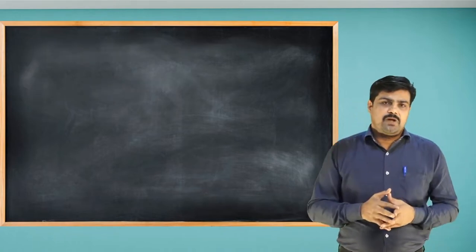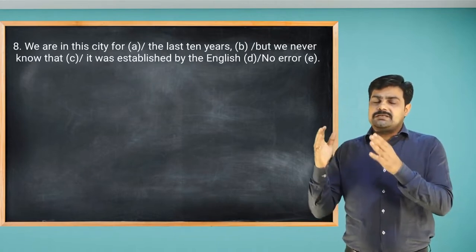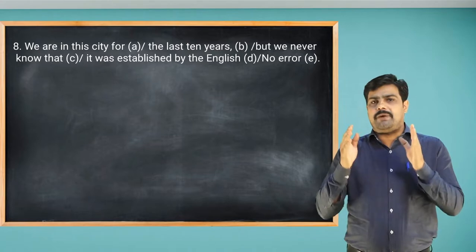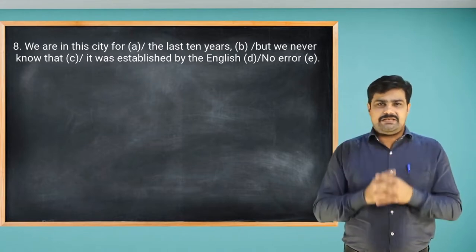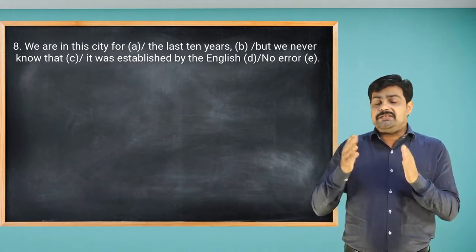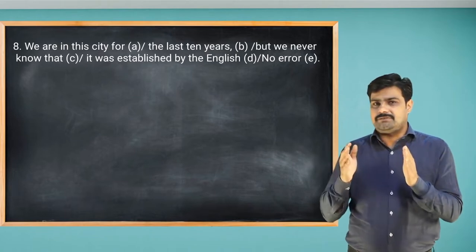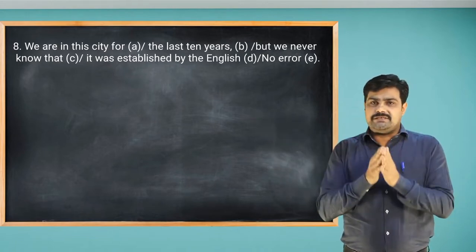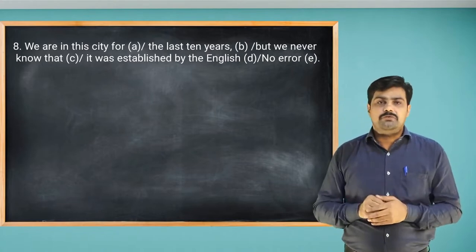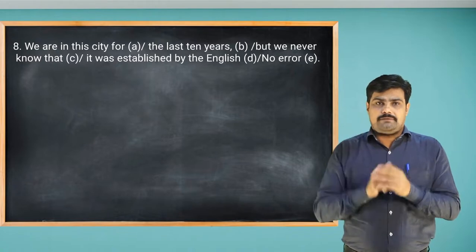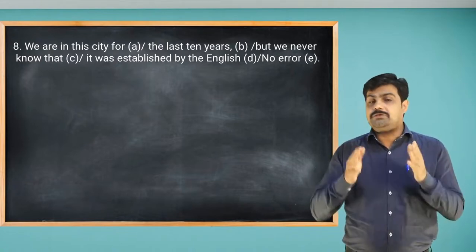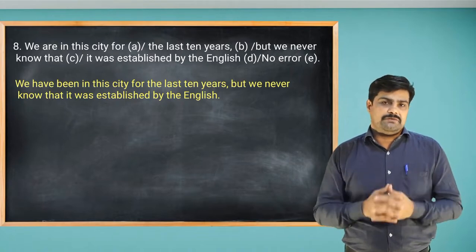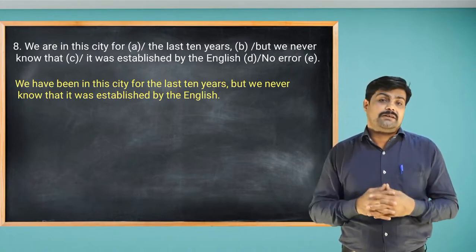Let's take another sentence. We are in the city for the last 10 years, but we never know that it was established by the English. If you read this sentence carefully, you will find that in the sentence there is a time duration, for the last 10 years. So, the sentence will be in present perfect continuous according to the rule. Now remove are in the part A and use have been. Now see the correct sentence. We have been in the city for last 10 years, but we never know that it was established by the English.